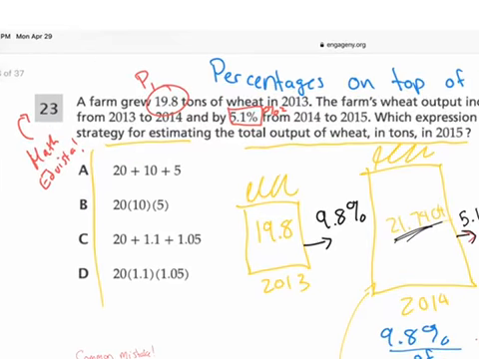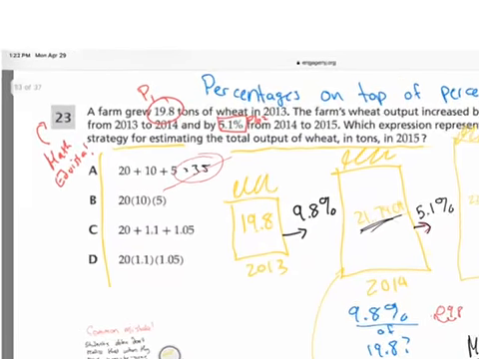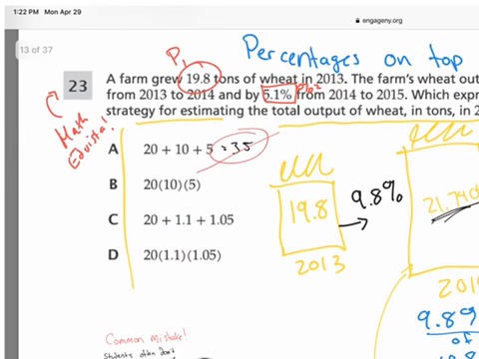20 plus 10 plus 5 equals 35. 35 is not that close to 22.8, so no. 20 times 10 times 5, 20 times 10 is 200. 200 times 5 is 1,000. So 1,000 is really far from 22, so that's wrong.